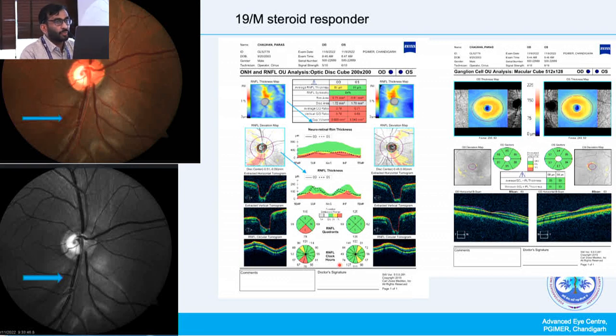So here is a young male. You can see there is inferior notching and the corresponding RNFL loss very well marked, and the OCT also picked it up very well, but the GCC area appears normal. Why? If there are changes in the superior or inferior pole, that may not be represented in the GCC, because these fibers are not coming from the central ganglion cell area.